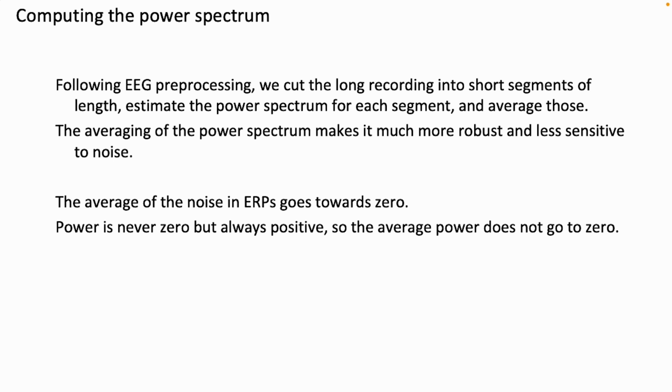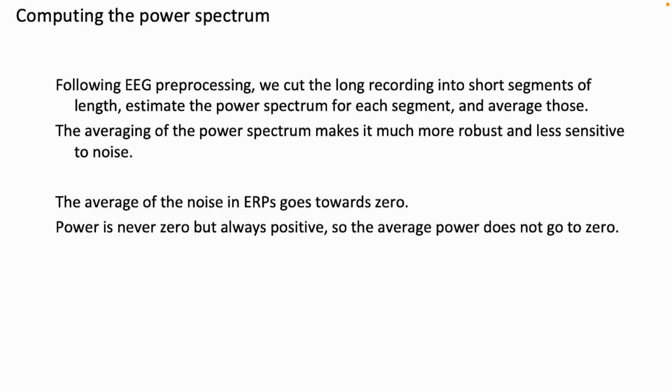When we looked at the ERP yesterday, the average of the noise in the ERP goes towards 0. So if we have noise in a trial, and we know that we always have noise, then after averaging more and more, the baseline goes towards 0, because the noise can be both positive and negative.